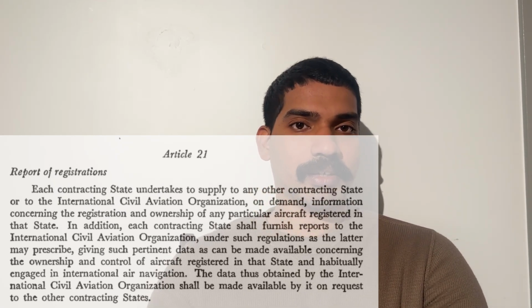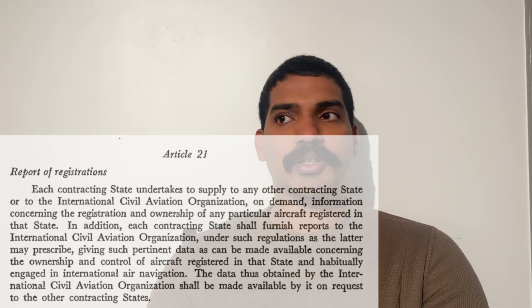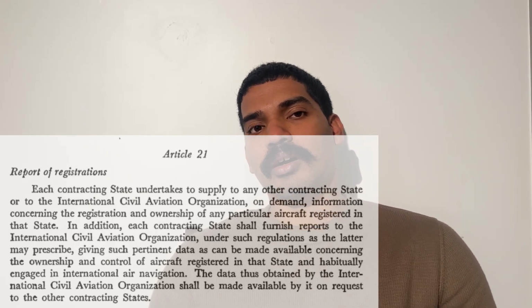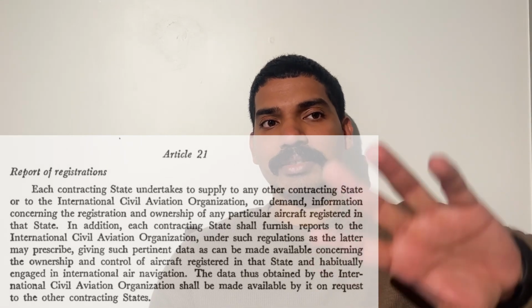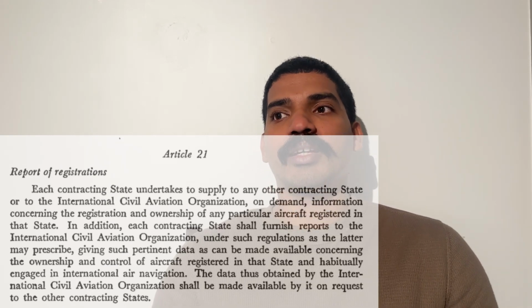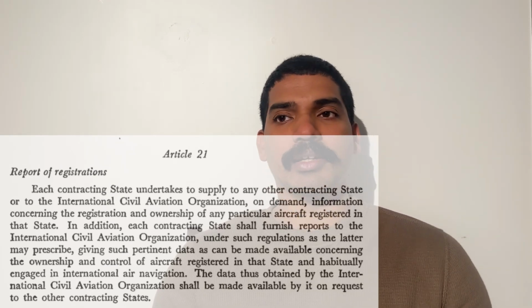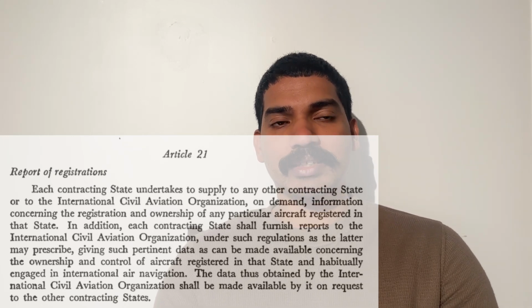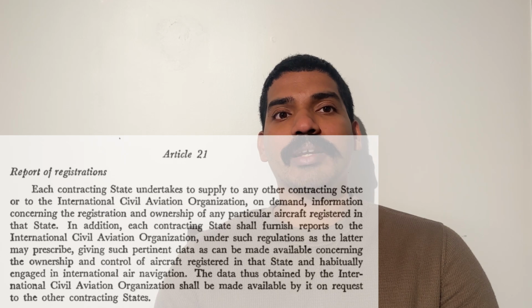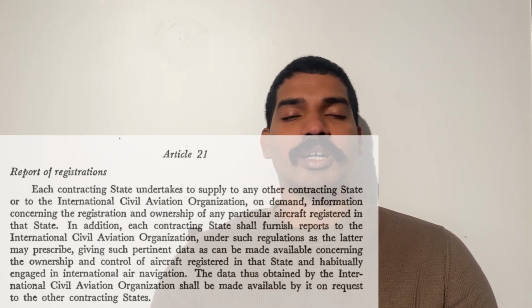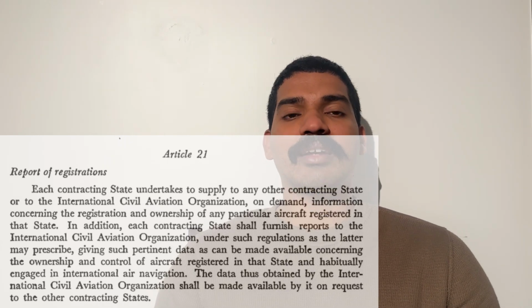So basically, if an aircraft is being registered or transferred in, let's say, India, it should inform ICAO that such an aircraft is being registered and such an aircraft has come to India and such an aircraft will be flying in India, right? And also, if ICAO and other contracting states demand, we will have to make all this info available to them as well, right? So this was Article 17 to 21, and it talks about the nationality of the aircraft.